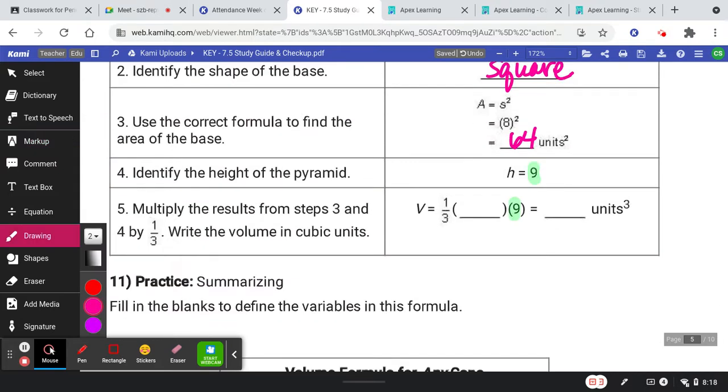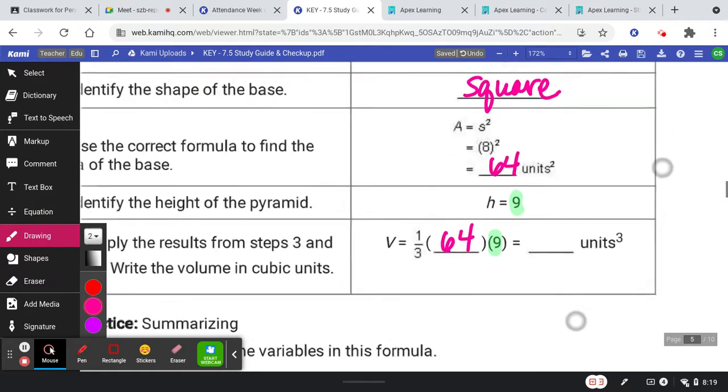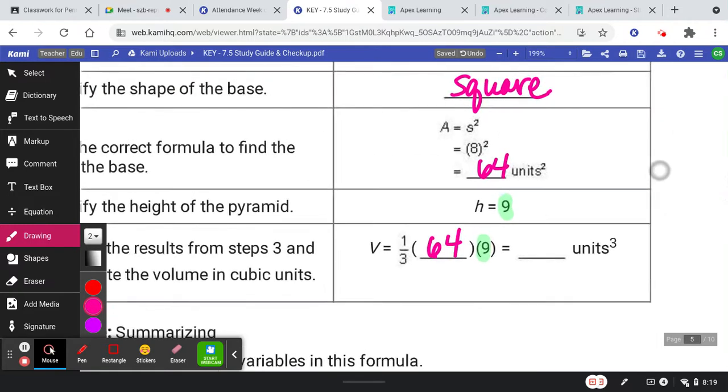So please take a minute to grab your calculators and multiply 1/3 of 64 times 9. You could do 1/3 of 9 is 3, and 3 times 64. Whatever works for you. You can multiply in any order. Please take a minute to do this on your calculators and tell me what you got. 1/3 of 64 times 9.